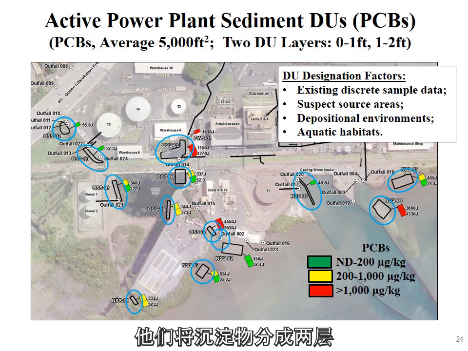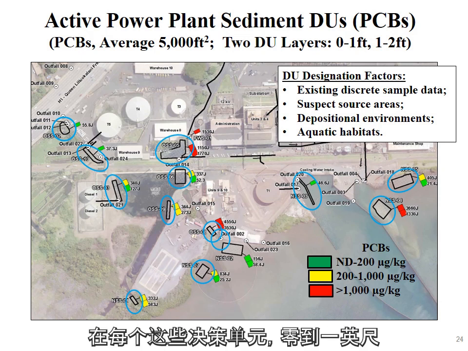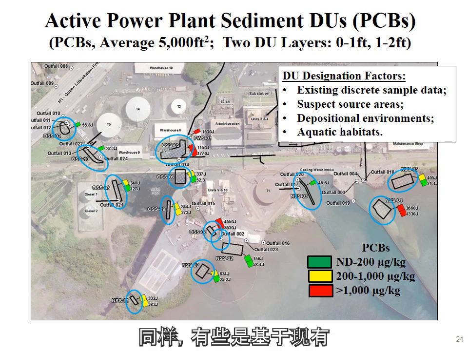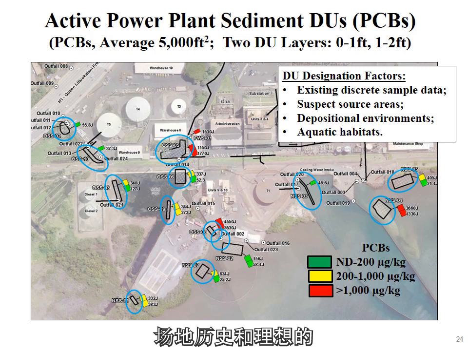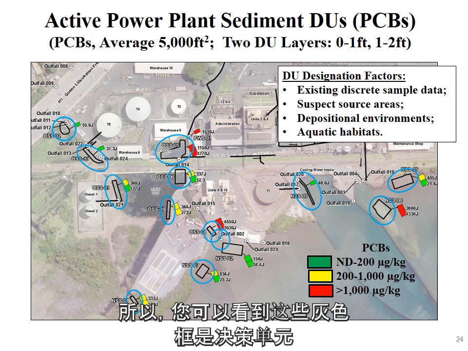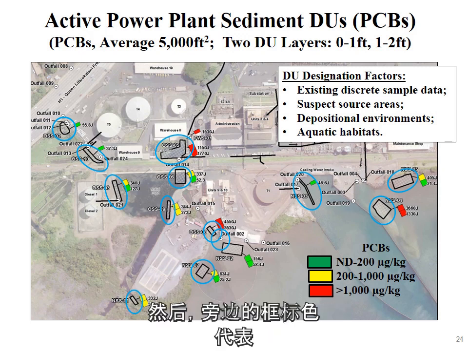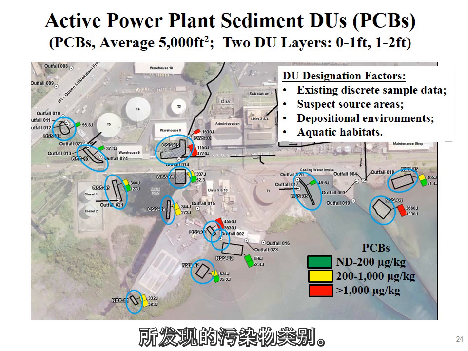They split the sediment into 2 layers at each one of these DUs, 0 to 1 foot and 1 to 2 foot. Again, some of that was based on existing discrete sample data, and some of it was just based on site history and the desired resolution of the investigation. So you see here the gray boxes are the decision units, and then the colored boxes beside that just show what kind of contamination was found at it.